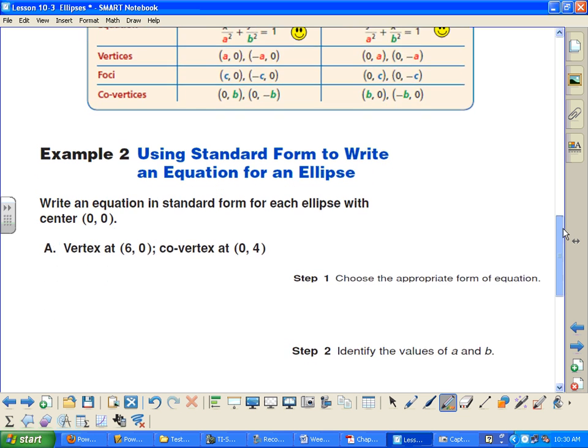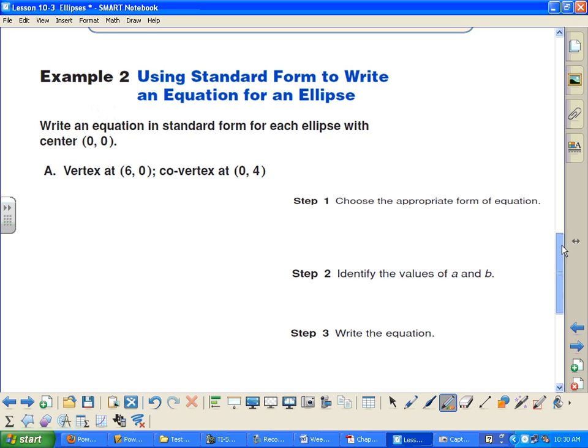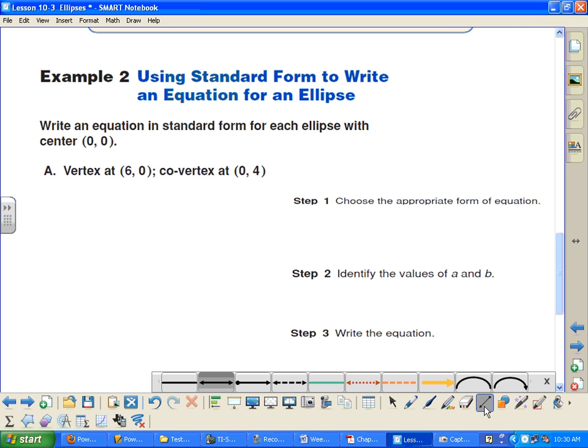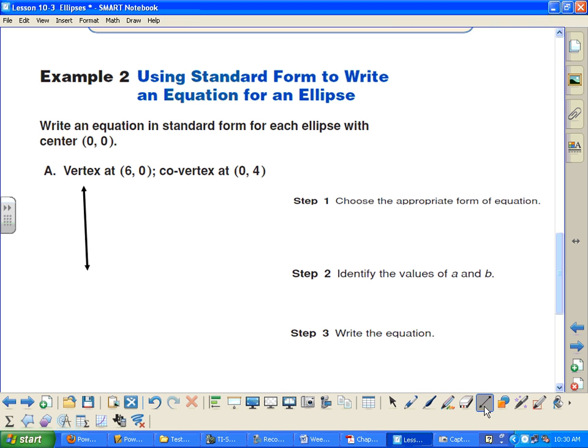So we're going to use the standard form to write an equation for an ellipse. And here they give us it's centered at the origin. It has a vertex at the point 6, 0 and a co-vertex at the point 0, 4. One of the things you might want to do is actually graph those 2 points. And you could actually sketch a graph. So for instance, I could go here.